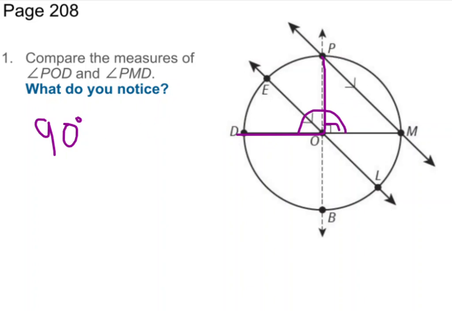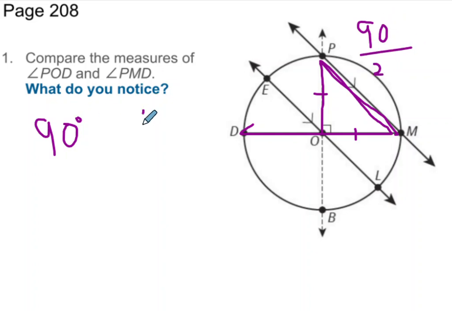And then for the other angle, and let me erase this, the other angle in question is PMD. So if I look at this triangle here, well, this is a 90-degree angle, and this is a radius, and this is a radius. So that means this is an isosceles triangle. So it's 180 degrees minus the 90, so then I have 90 divided by 2 angles, gives me 45 degrees.